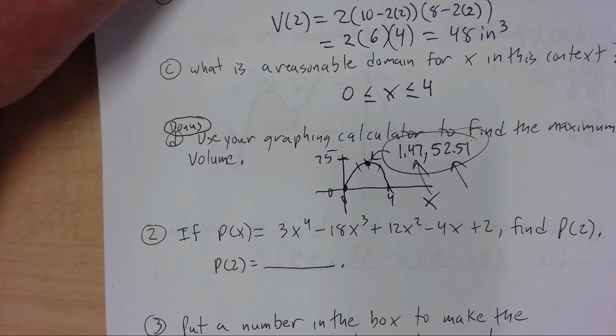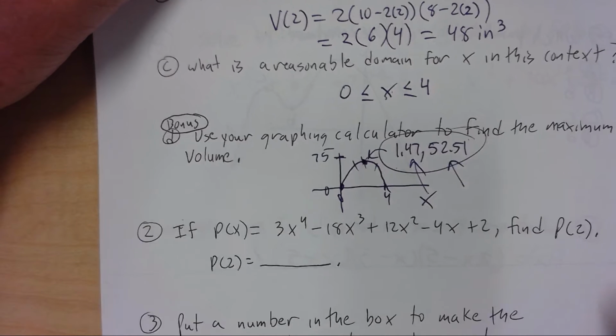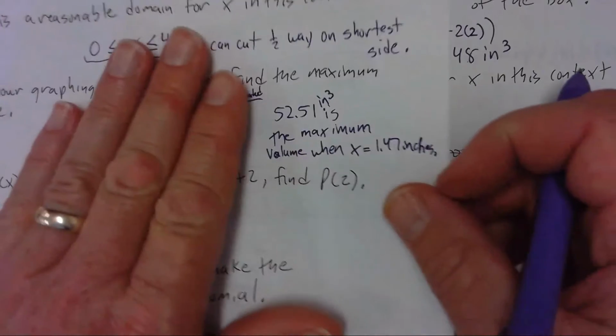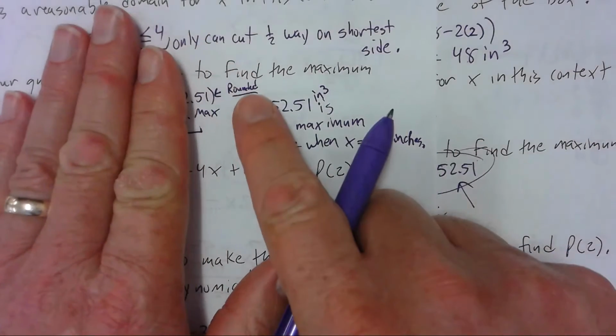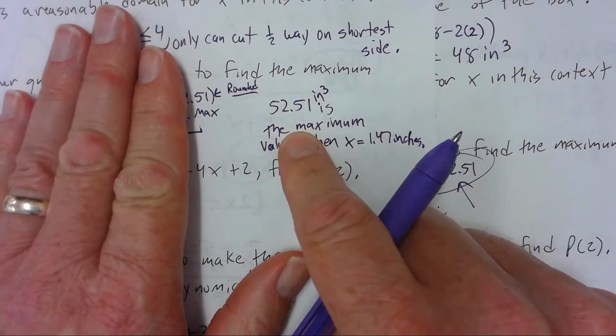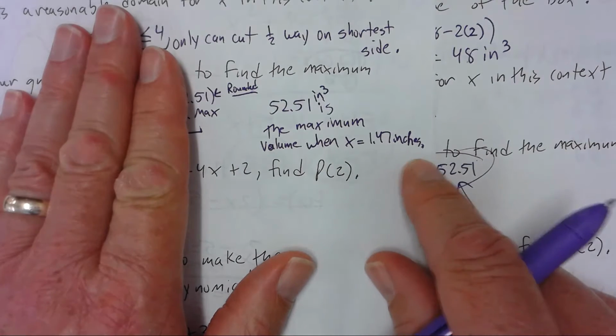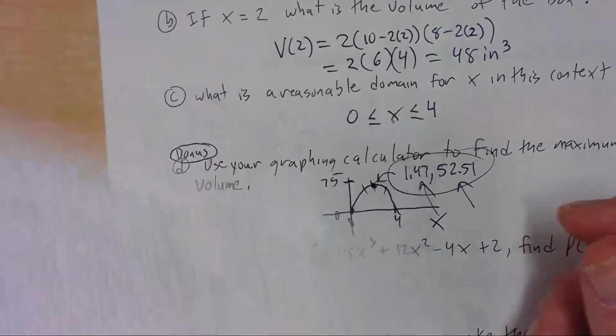And the maximum volume would be 52.51 cubic inches. So the way I wrote it on the answer key was if you have 52.51 inches cubed, it would be the maximum volume when you cut out the 1.47.